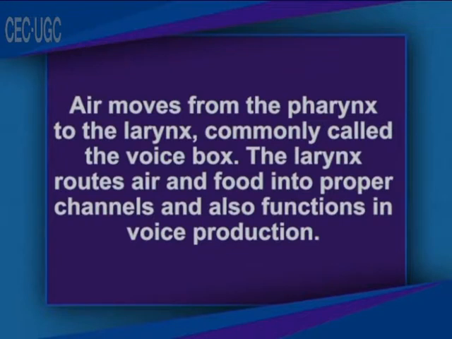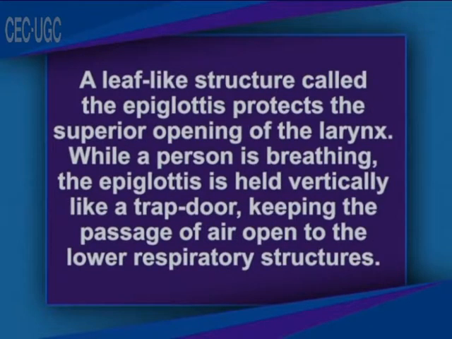Air moves from the pharynx to the larynx, commonly called the voice box. The larynx routes air and food into proper channels and also functions in voice production. A leaf-like structure called the epiglottis protects the superior opening of the larynx. While a person is breathing, the epiglottis is held vertically like a trap door, keeping the passage of air open to the lower respiratory structures.